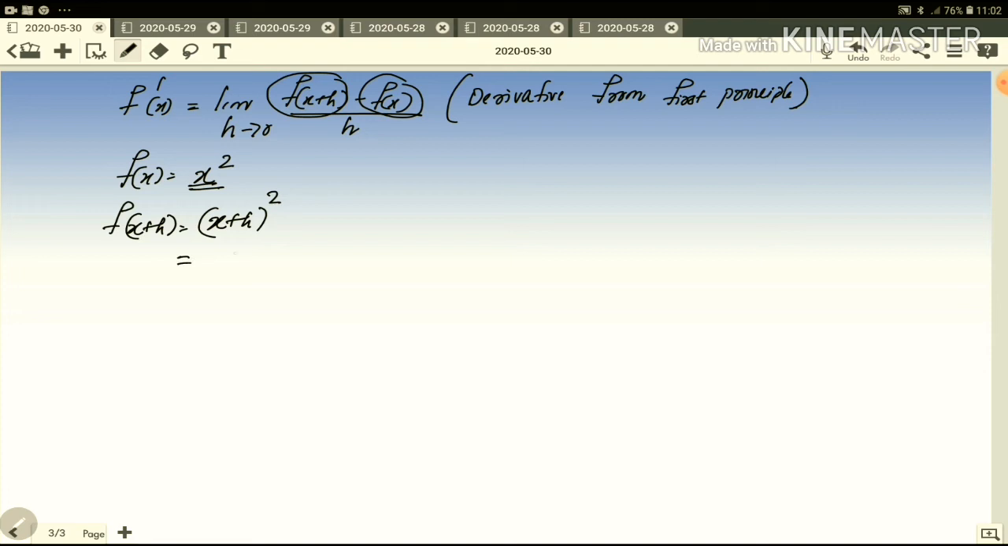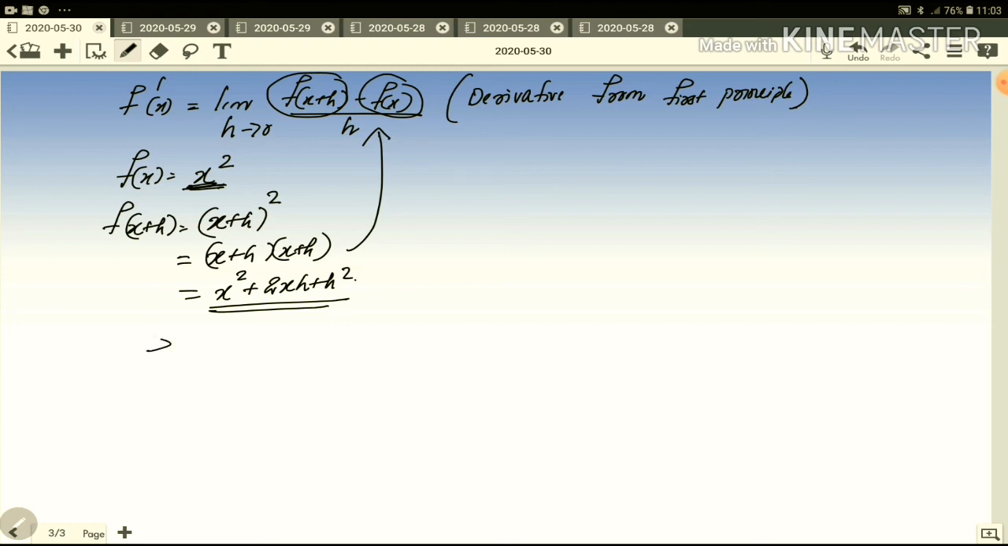Now open this bracket. You can use the FOIL method or the direct method. If we go with the FOIL method, x plus h times x plus h, when you simplify, you will get x square plus 2xh plus h square. So we have f of x that is given in the question. Using that, replace x with x plus h, and you will get f of x plus h. Now we can substitute in the formula.